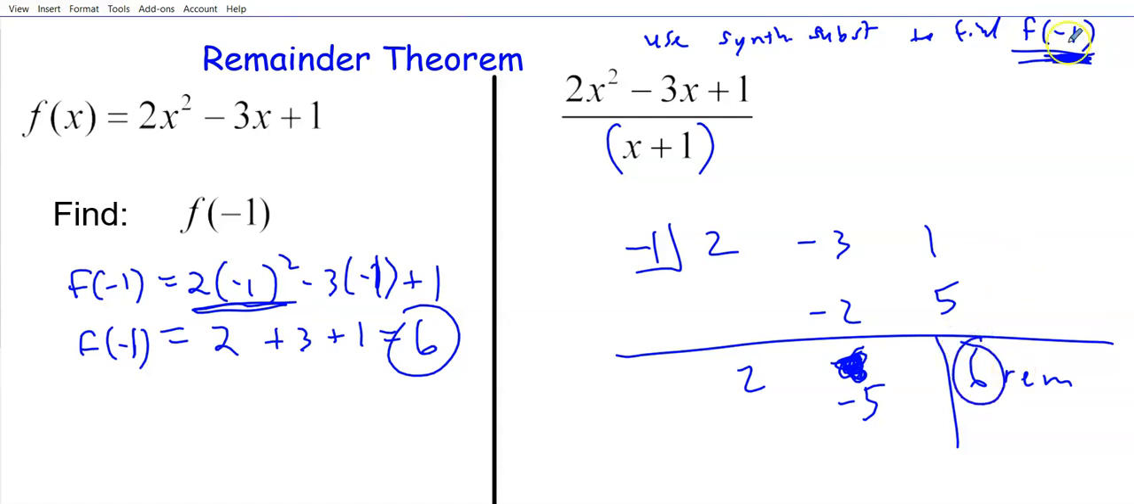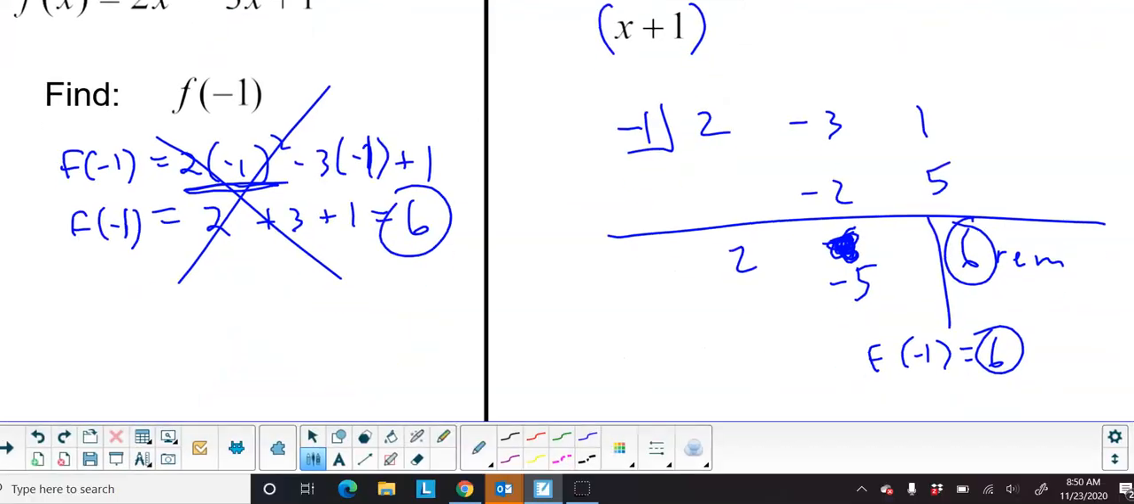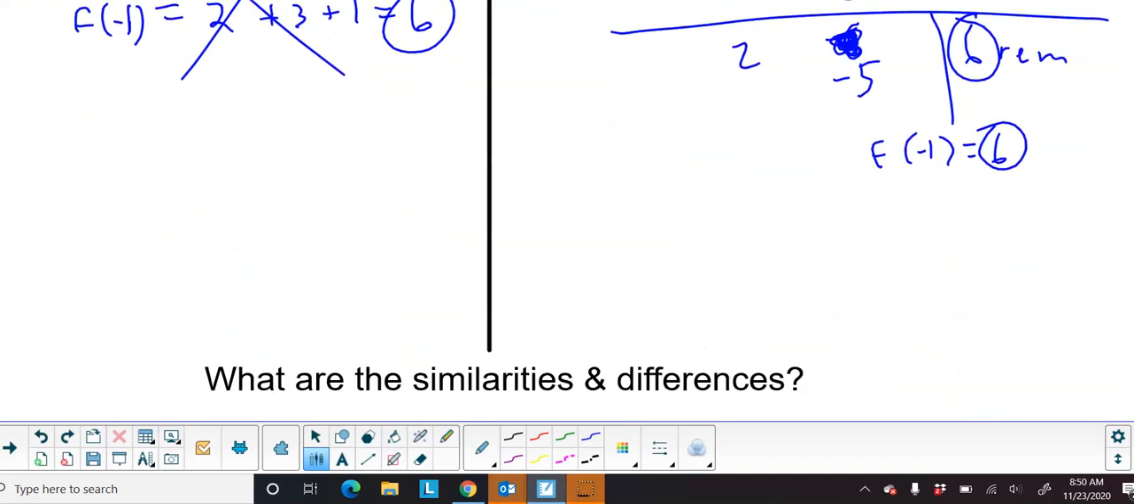So what is f of -1? F of -1 is equal to 6. So the answer is our remainder. That's why this is called the remainder theorem. Instead of doing it this way, you could always check your work that way if you want to, but we're going to actually solve these kinds of problems just doing synthetic division because it's faster to do that.